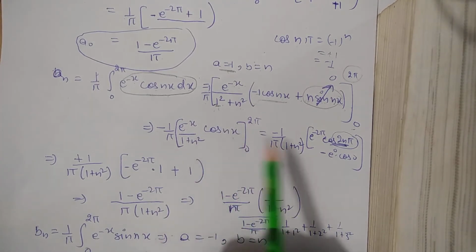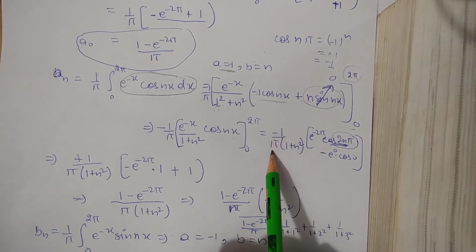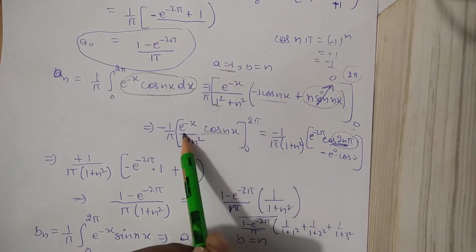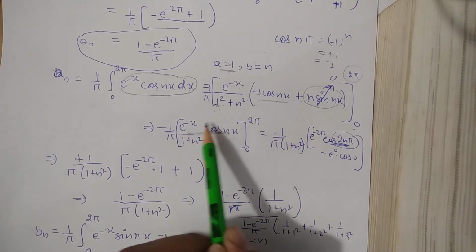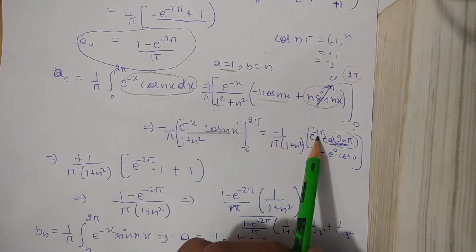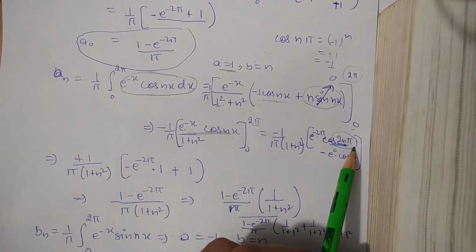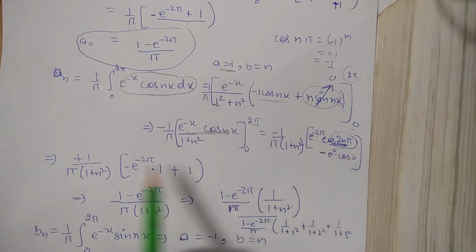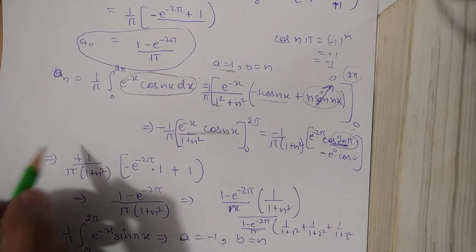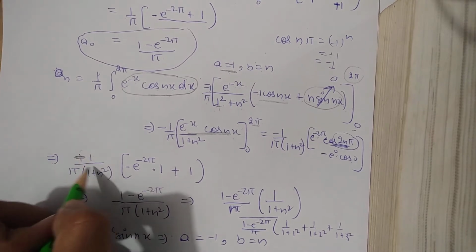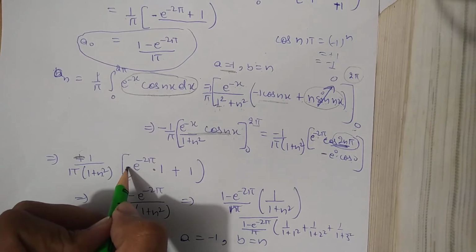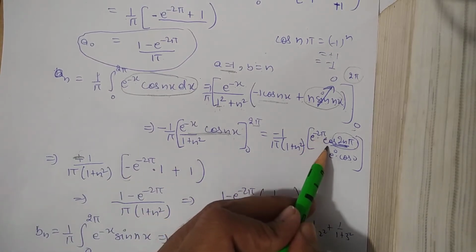So this value will remain minus 1 divided by pi into 1 plus n square, and here e power minus x cos nx, in which we put the limits. By putting the upper limit, that will be e power minus 2 pi and cos 2n pi. Then putting the lower limit and subtracting it from the upper limit, we get minus e power 0 cos 0. So we get minus 1 divided by pi into 1 plus n square, and in the bracket, e power minus 2 pi and cos 2n pi.